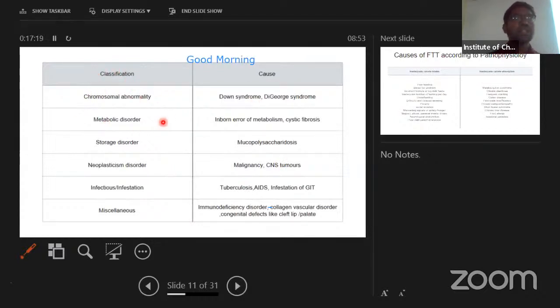The chromosomal abnormalities, Down syndrome, Turner syndrome. Metabolic disorders, inborn errors of metabolism, cystic fibrosis, Kearns disorder, mucopolysaccharidosis. Neoplasm, malignancy, and CNS tumors. Infections, tuberculosis, AIDS, infection in the GI tract. And in immunodeficiency cases, failure to thrive is also one of the most common presentations.